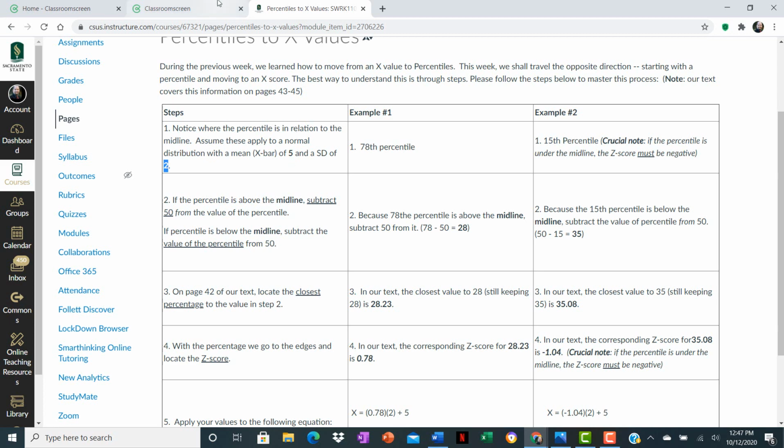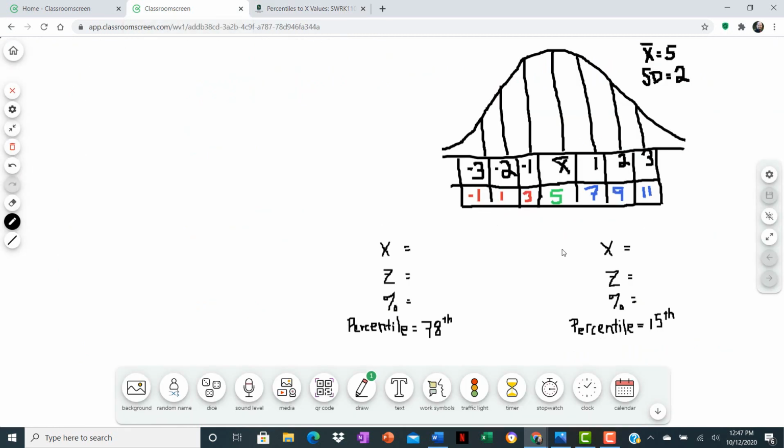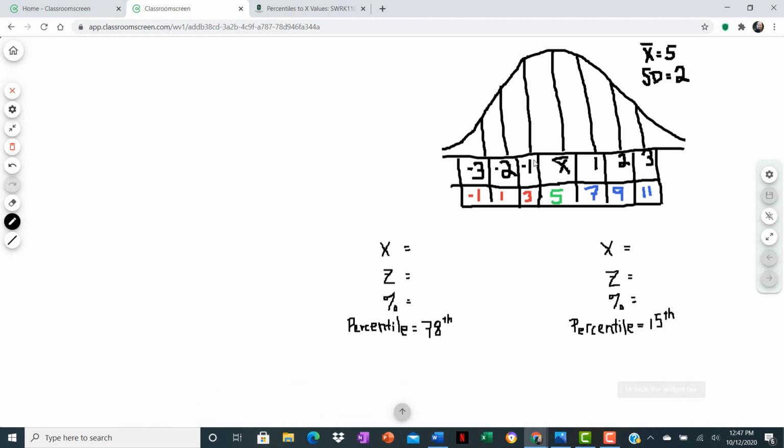So if we take a moment now and go on over to the screen here, I've already written this out for you. Right here you can see I have a normal distribution with a mean of 5, there it is, and a standard deviation of 2, just like I would have you write out. I've already done this for you, and I'm going to begin with both of the examples I gave you earlier on the page. This corresponds with example number 1 on the Canvas page I showed you, and this is example number 2, the 15th percentile.